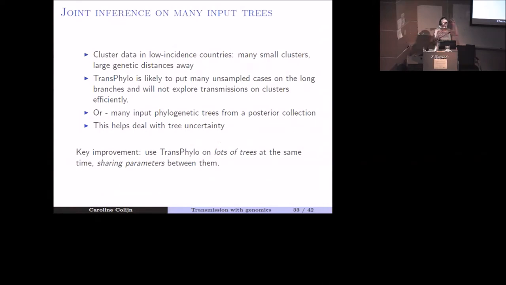If you just put lots of little clusters into one big tree and they're separated by really, really long branches, then what will happen is transphylo will spend all its time putting unsampled cases on the really long branches and not very much time exploring the clusters, and that's not good. So what we did was develop a way that Yang Weizhu from Imperial wrote code to run transphylo simultaneously on lots of different input trees and share parameters between them. And we can do that taking in lots of posterior phylogenetic trees from one data set, or we can take lots of little clusters from the same community.